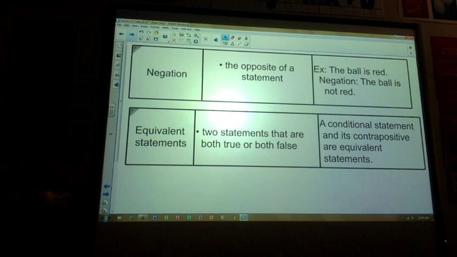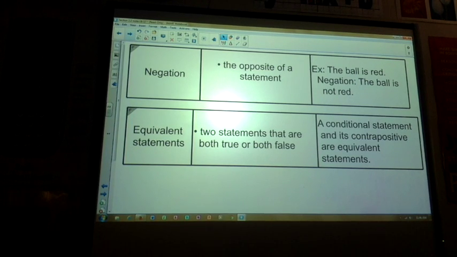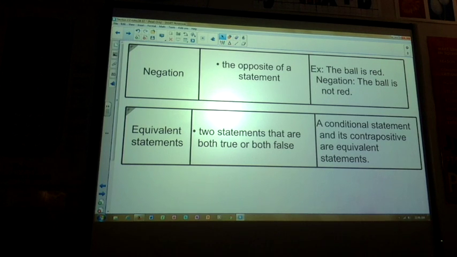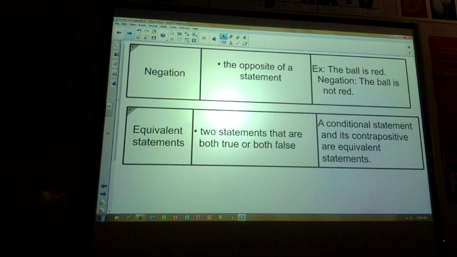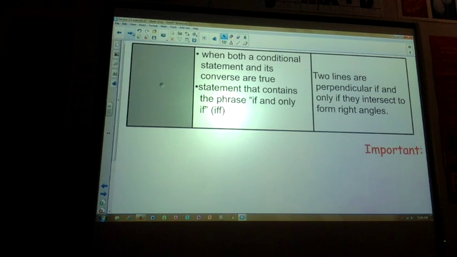Equivalent statements: two statements that are both true or both false. A conditional statement and its contrapositive are equivalent statements. If your statement is true, your contrapositive will always be true. The inverse and the converse don't have to be. And if today's Friday, then tomorrow is Saturday might not be the best statement. That might go with everything being true, which is called a biconditional statement, which we'll get to.